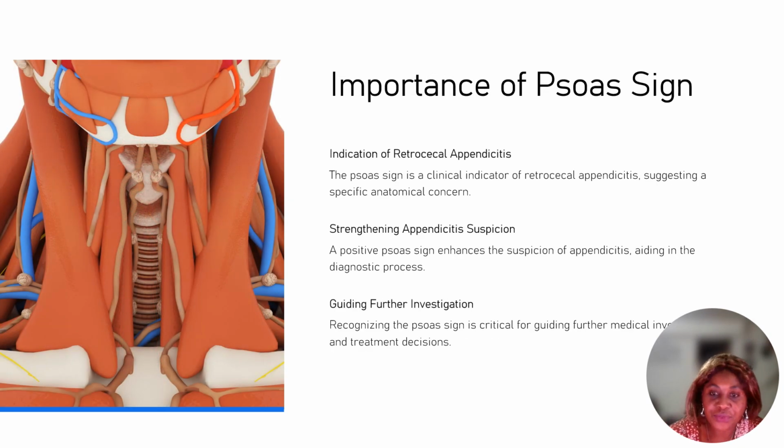Let's look at the importance of the psoas sign. The psoas sign is a clinical indicator of retrocecal appendicitis, suggesting a specific anatomic concern. A positive psoas sign enhances the suspicion of appendicitis, leading to a diagnostic process. So again, though you're going to CT, your physical assessments are important. Recognizing the psoas sign is critical in guiding further medical intervention. Very, very key, and you don't want to miss it.